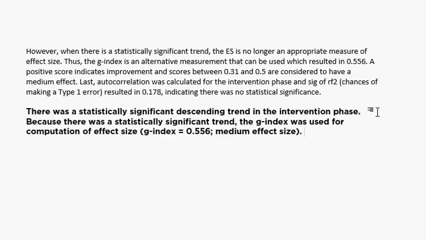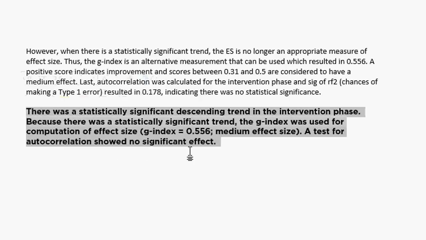Then we have a statement about the autocorrelation and its calculation for the intervention phase, and then the statement from the author here that the significance of R of 2 chances of making type 1 error result in 0.178, indicating no statistical significance. Look how many words are devoted to that statement. Why not just say a test for autocorrelation showed no significant effect? So take a look at how tightly worded that is compared to this first paragraph.